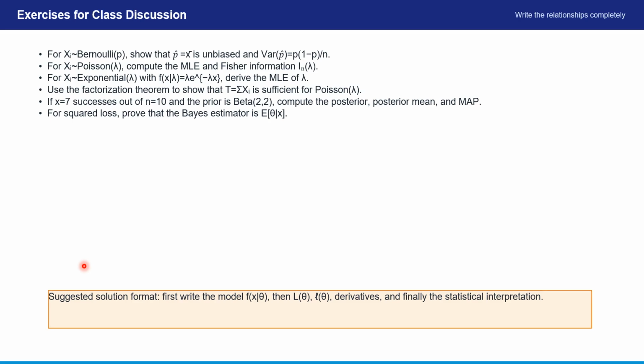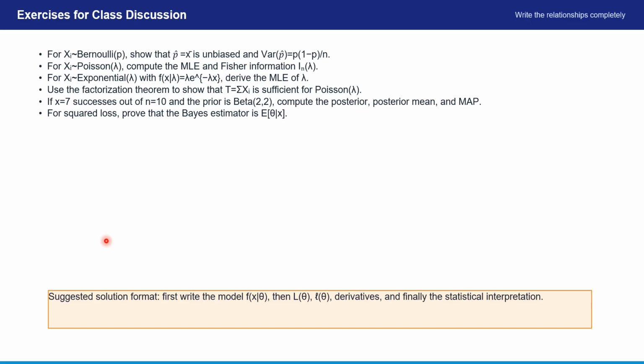For the fourth exercise, use the factorization theorem to prove that sum xi is sufficient for Poisson lambda. For the fifth exercise, if x equals 7 successes out of 10 and the prior is beta 2, the posterior is beta 9, 5. The posterior mean is 9 over 14. The MAP is 8 over 12 or 2/3.